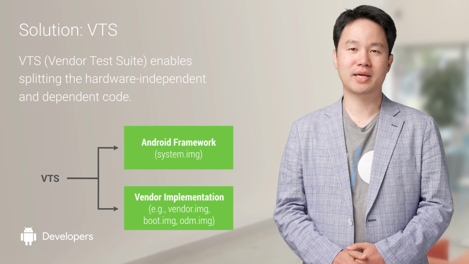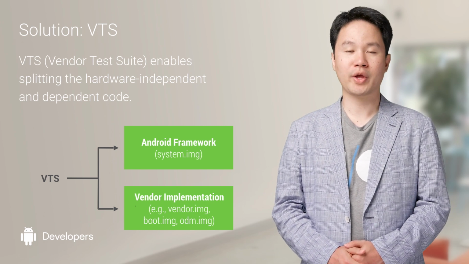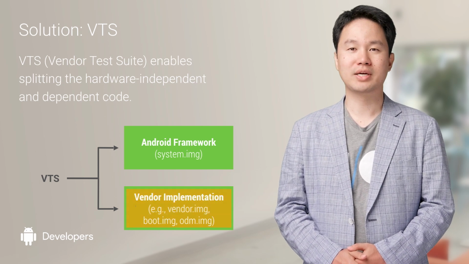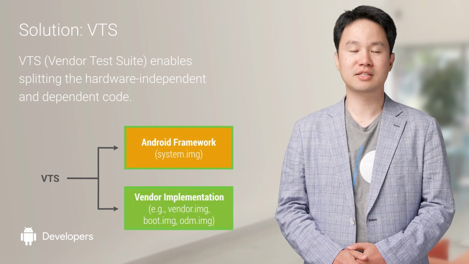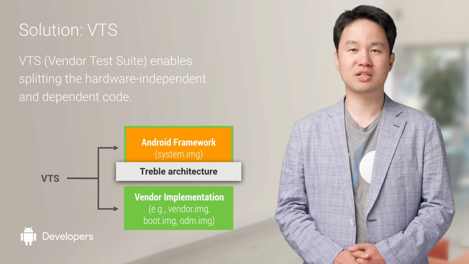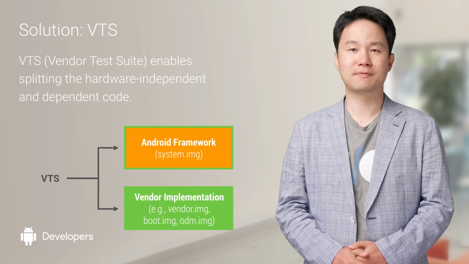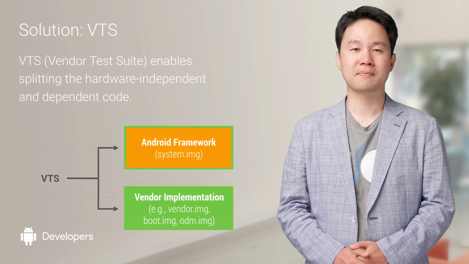Now, let me explain VTS using some technical terms. Since Android Oreo, Android platform is split into two parts. One is hardware-dependent vendor interface implementation. The other is hardware-independent Android framework. This treble architecture helps Android OEMs easily integrate the new Android digital releases from Google and new BSP board support package solutions from silicon vendors.